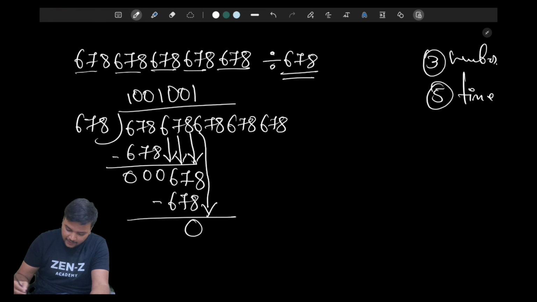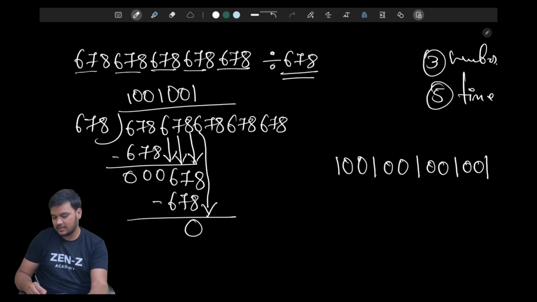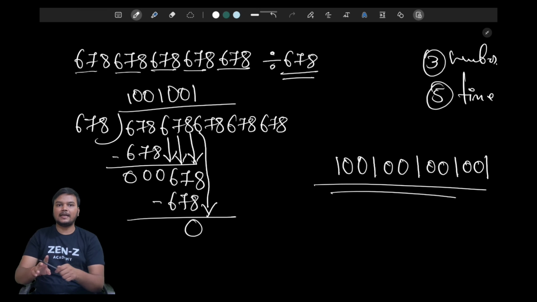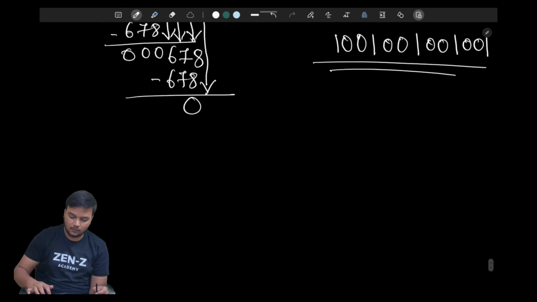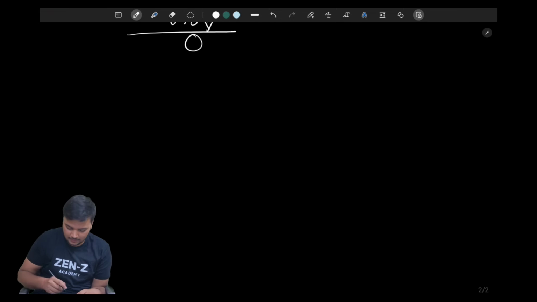So what we have to do here is write 5 ones: 1, 1, 1, 1, 1. And we see there are 3 numbers, so we have to put 2 zeros in between them. 2 zeros in between them. This is our answer. So we'll take another example for now, to see how the series is done.